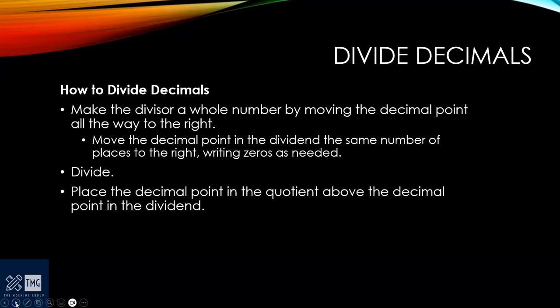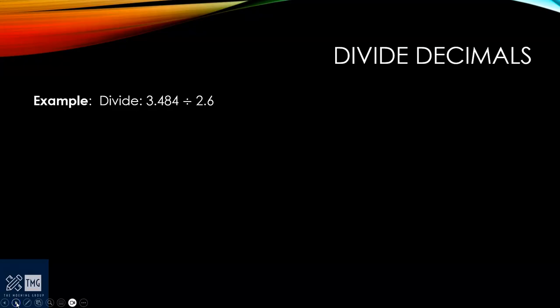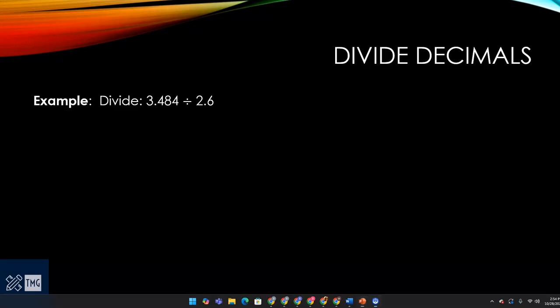Then you divide, place the decimal point straight up above where it is in the dividend, and you determine the sign of the quotient, again, depending on if you're dividing positive or negative numbers. Let's look at an example. We're going to divide 3.484 divided by 2.6. So let's jump in and look at our steps.